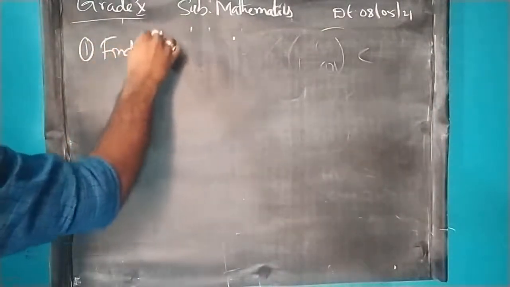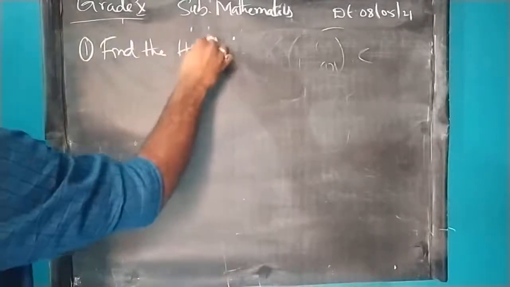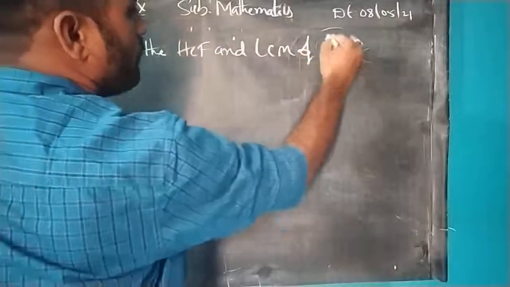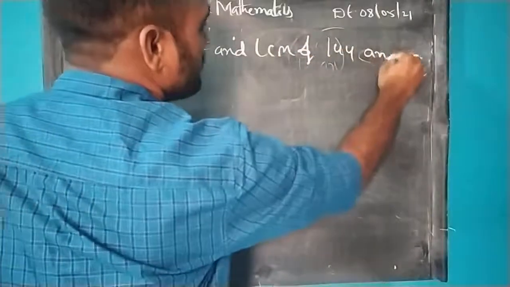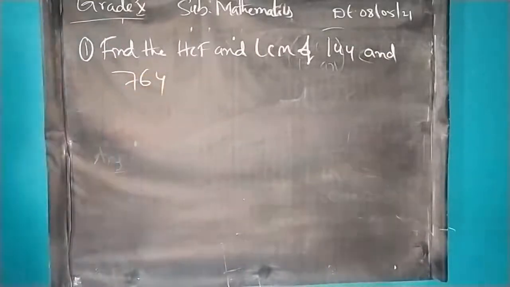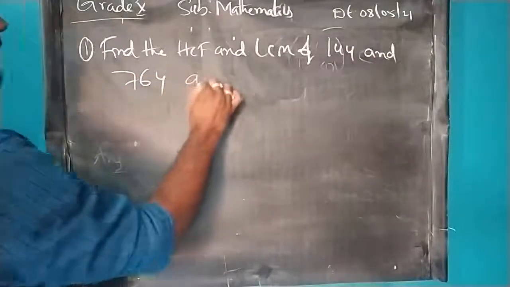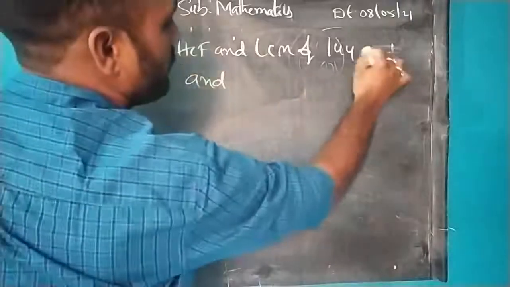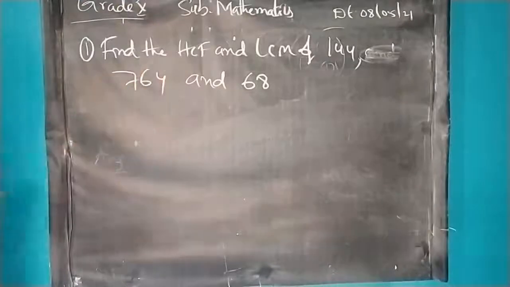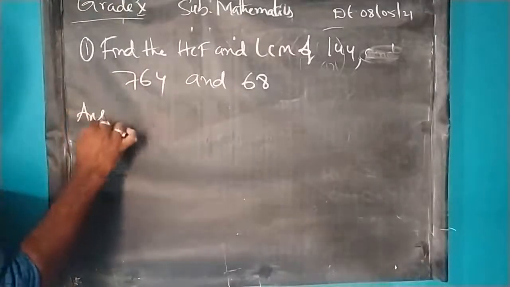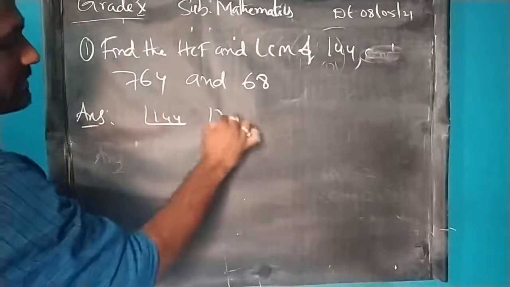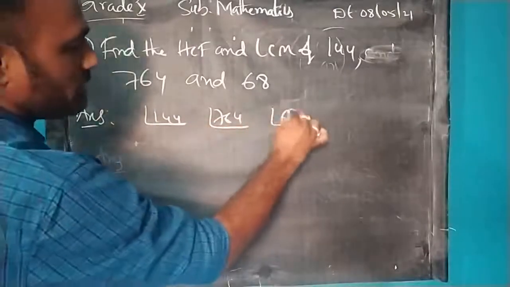Find the HCF and LCM of 144 and 764. So these are the two numbers. And okay, let us take three numbers this time: 144, 764, 68. So how to find the LCM and HCF of these three numbers by using the prime factorization method? So the given numbers are 144 first, next 764, next 68.